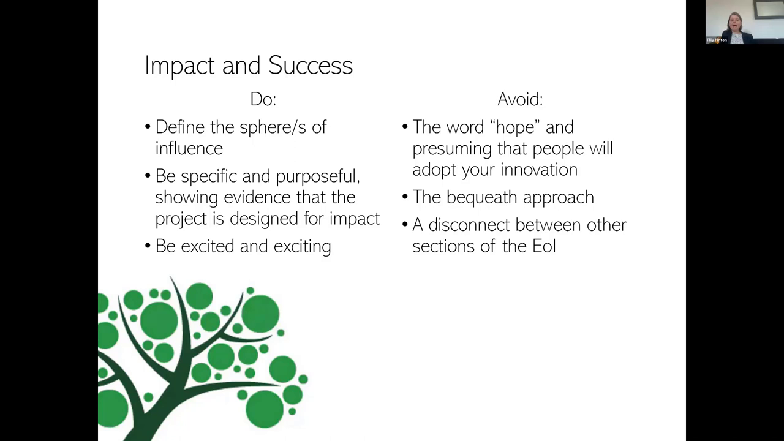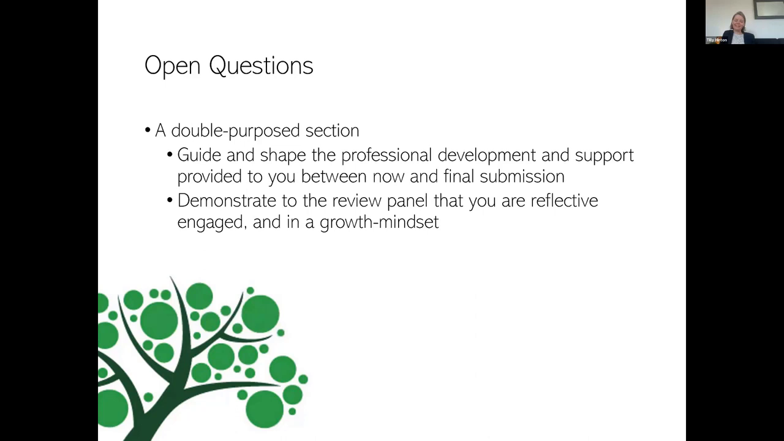And then make sure that your impact and success section is well connected with the other sections of the EOI. Make sure it lines up really well with the project topic, with the aims, the need for the project, and so on. And then the final part of the EOI, and I'm going to say the easiest part to write, is there's a space at the end for any open questions. This is where you pose questions to the panel, you give guidance to the panel about what kinds of support you would like in the application process, and also just let the panel know anything else that's going on with you in terms of the grant project.